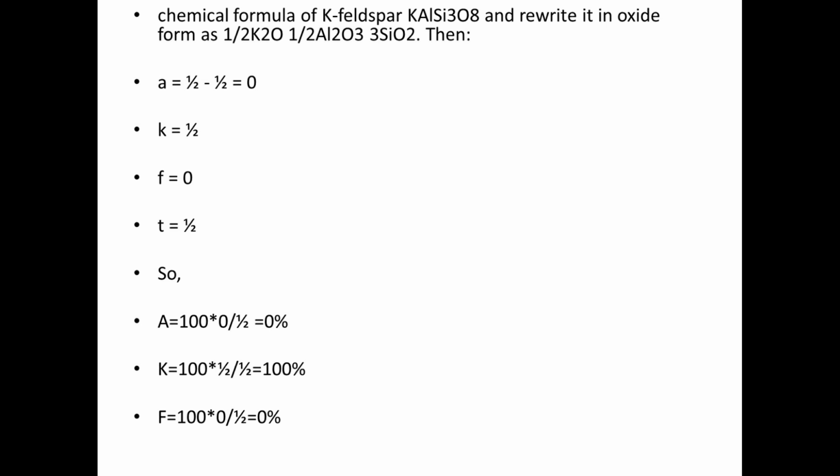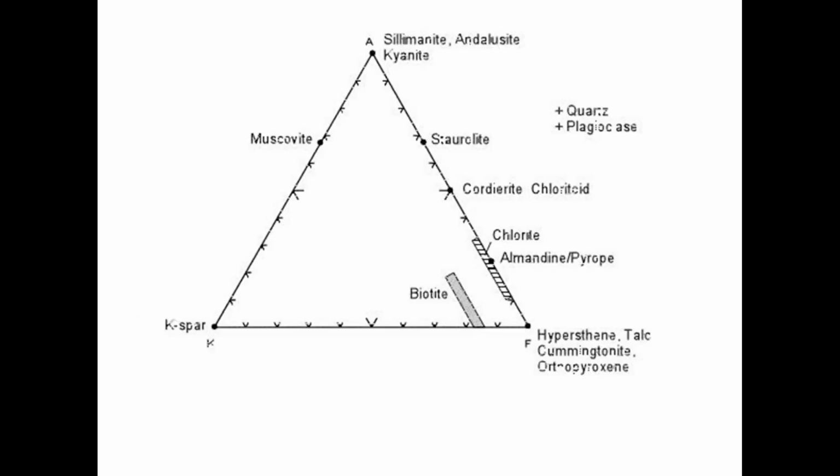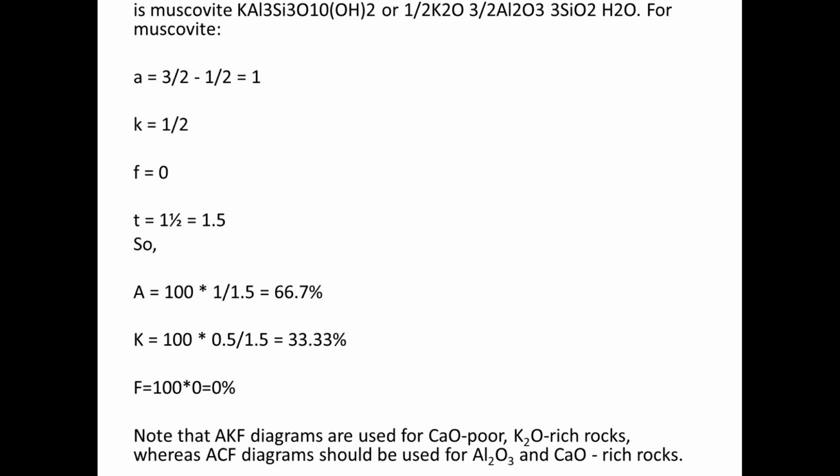Now for K2O we have half K2O, so the value of K is 0.5 and there is no F component present, so F equals 0. Because there is only one component present, which is K, no normalization is needed. K feldspar will plot at the K vertex of the AKF diagram. Let's try another example. Let's try to plot muscovite in the AKF diagram.